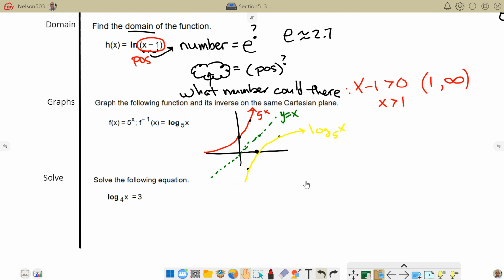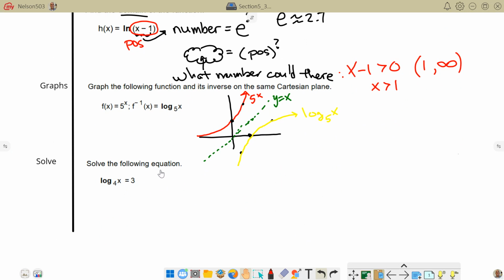Last set of problems look like this. Solve this equation right here. Okay, so it's again kind of like, how do you use the definition of what a logarithm is? This is our base, this is our exponent, and that's the number right there. The x is the number that we get after we raise 4 to the 3rd power. So 4 to the 3rd power, let's see, 4 squared is 16. 16 times 4 is 64. So we end up with 64.